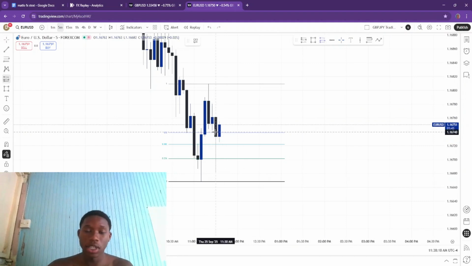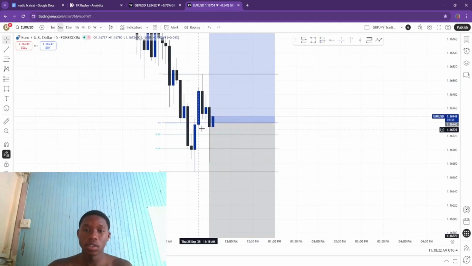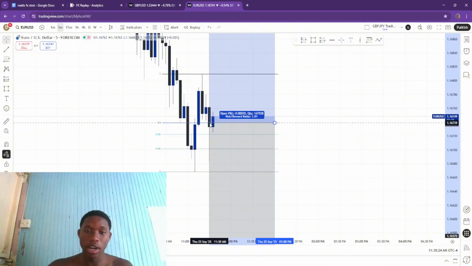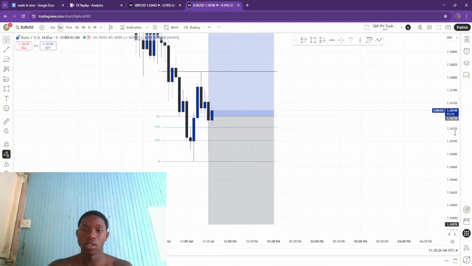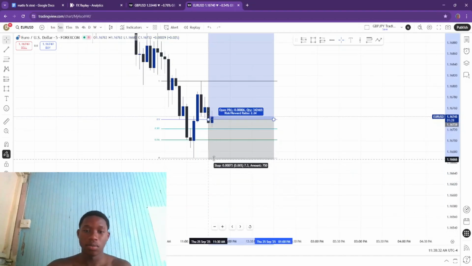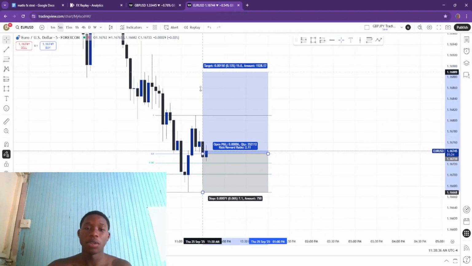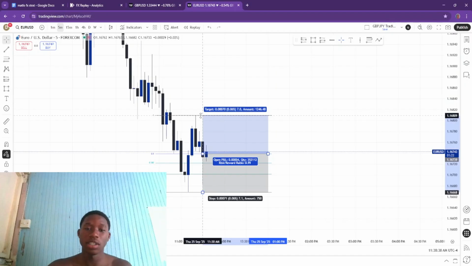Let me draw it so you'll get an idea of what is going on. But yeah, right now we in the trade. We literally just waiting for it to hit either our TP or our stop loss, but most likely our TP.